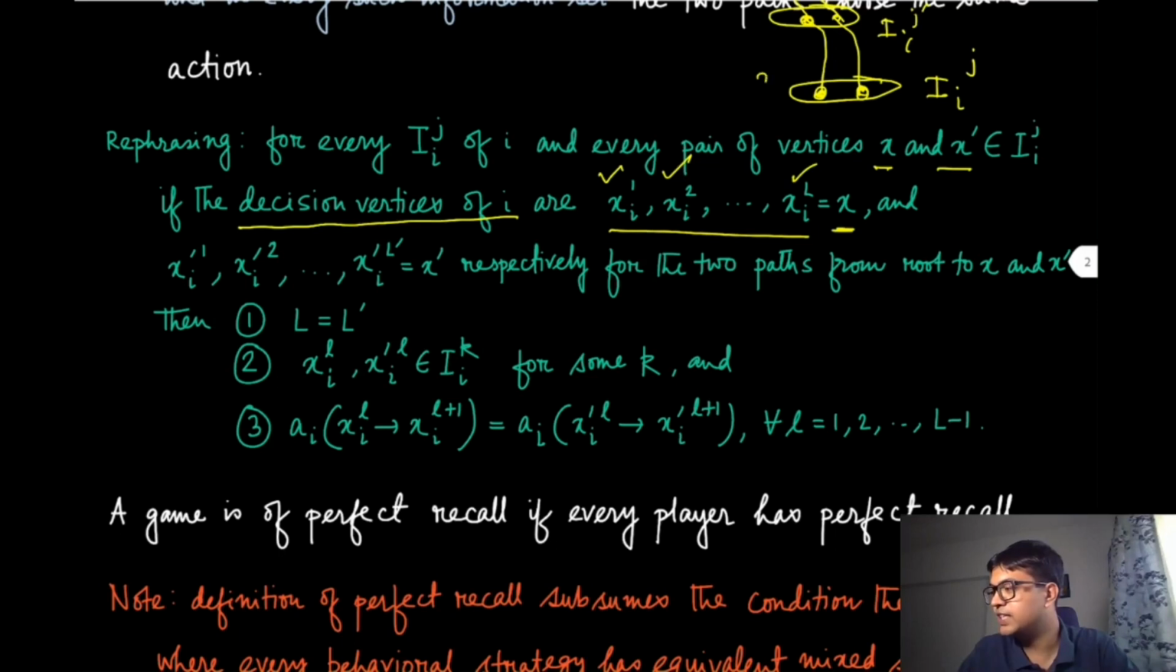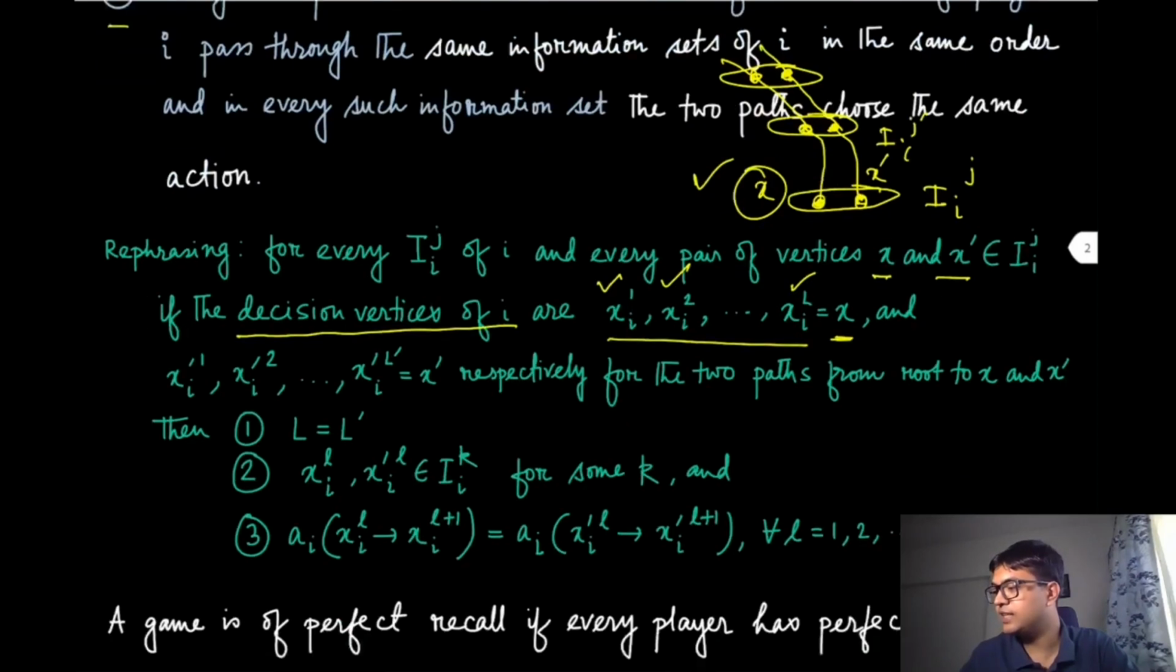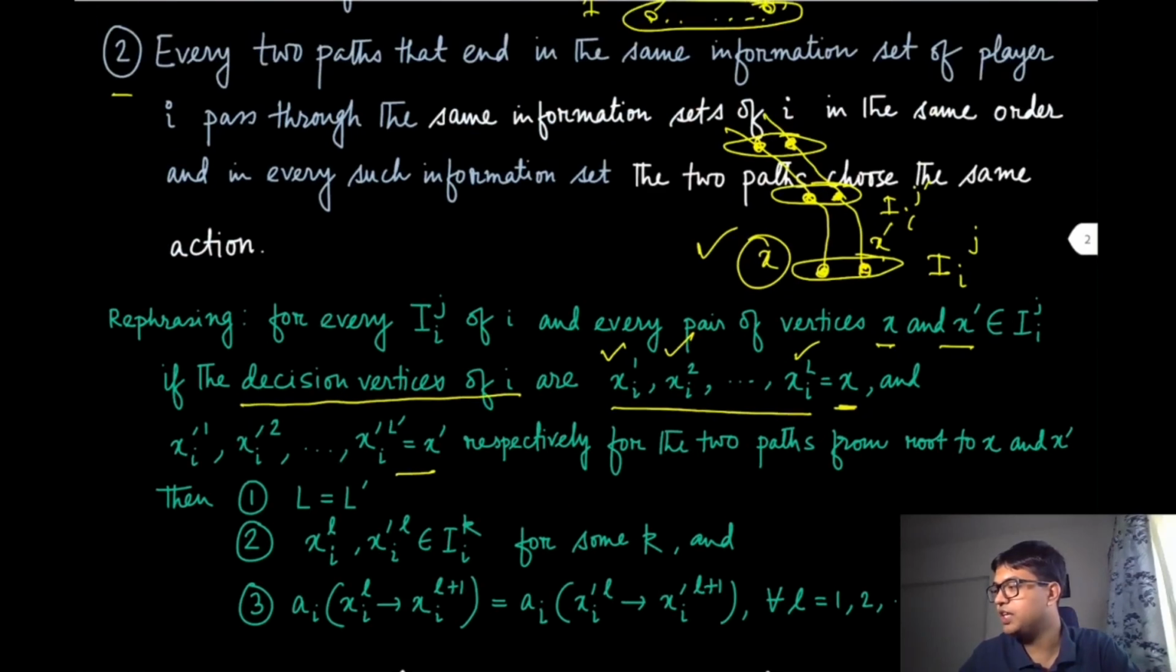So this is x and this is x prime. So you have two different paths where these players are actually playing. So the same player I is playing, and if you list them down, there are L such points, capital L such points in this path which is leading to x. There are L prime such nodes which is leading to this other node x prime.